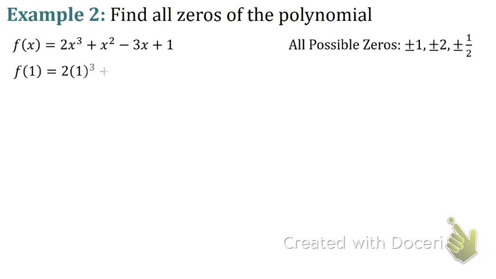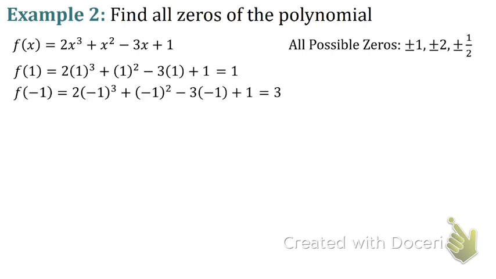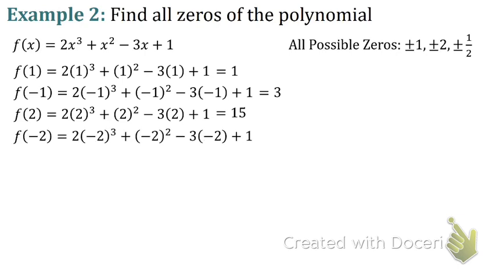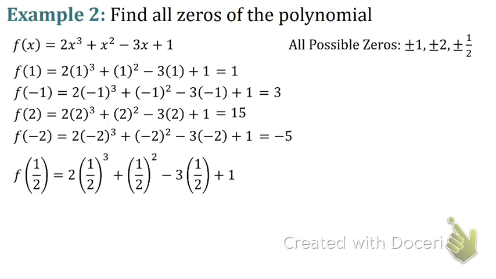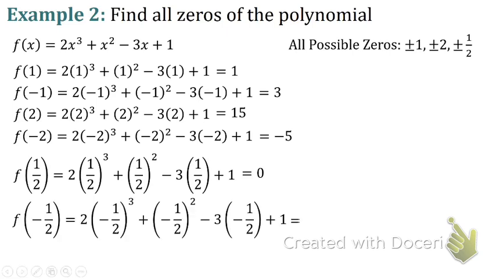So let's begin. When we plug in 1, we get 1. That is not a factor. When we plug in negative 1, we get 3. That is not a factor. When we plug in 2, we get 15. Not a factor. When we plug in negative 2, we get negative 5. Still not a factor. When we plug in 1/2, we get 0. So we know that 1/2 is a root of f of x. So we know that the only real root that we have is 1/2.